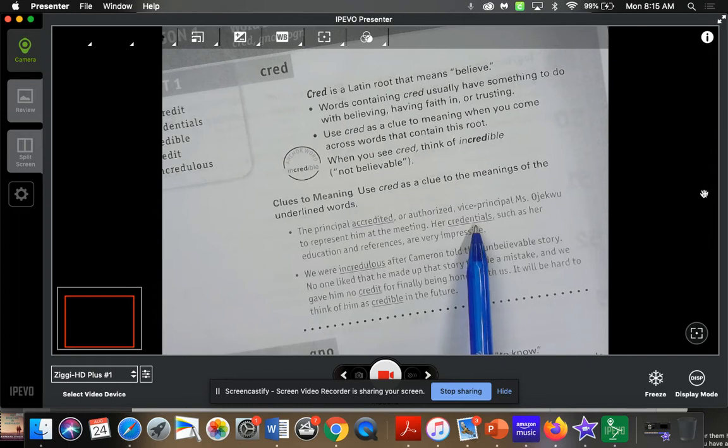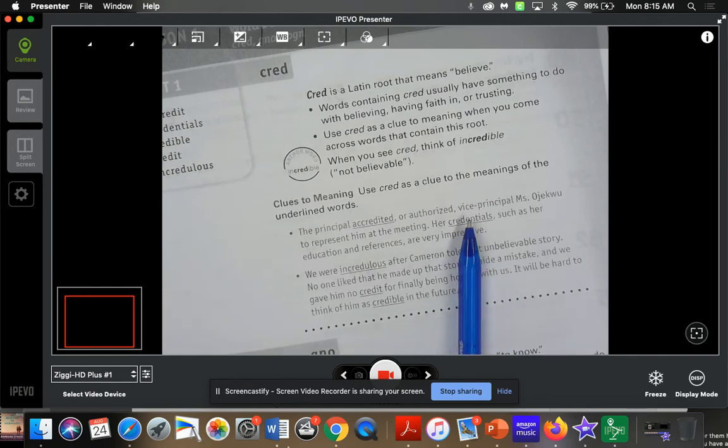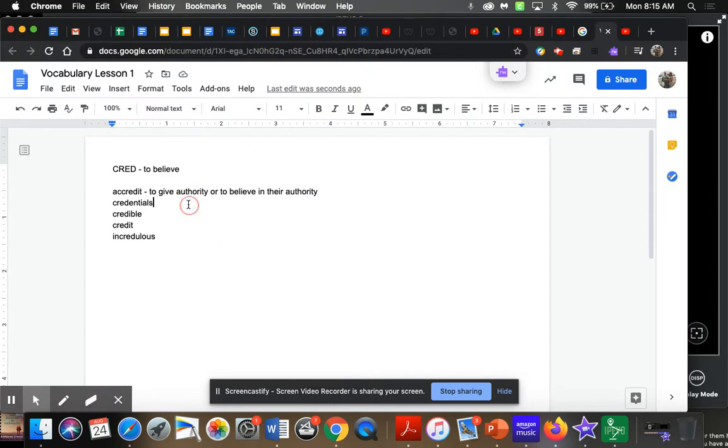Okay, so a credential is a document, like a driver's license. A driver's license says, hey, this person's allowed to drive. That is a credential. So I'm going to go back to my list, and this is where you guys can add it in your vocab notebook. A credential is a document that says that facts are believable, like an ID card, teaching license, like a CPR certification.